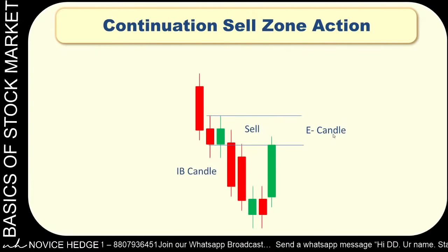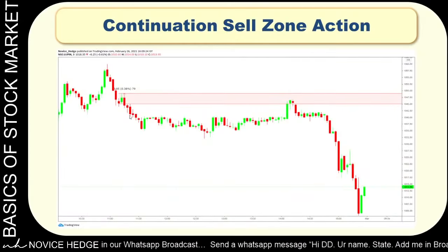Okay, next the continuation sell zone action. If we see here, there was a first red candle which was dominating, and there was a pause period where we had two E candles followed by another IB candle, and then 1, 2, 3, 4, 5, 6, 7, 8. Here we have 8 consecutive lows. First low, second, third, fourth, fifth, sixth, seventh, eighth. Is it possible for you and me to make 8 consecutive lows? Damn sure no. I'm pretty sure that you and me can't make 8 consecutive lows, so it is institutional activity.